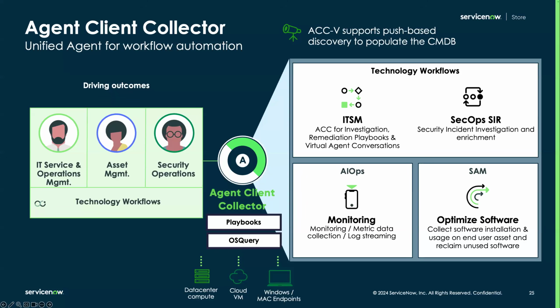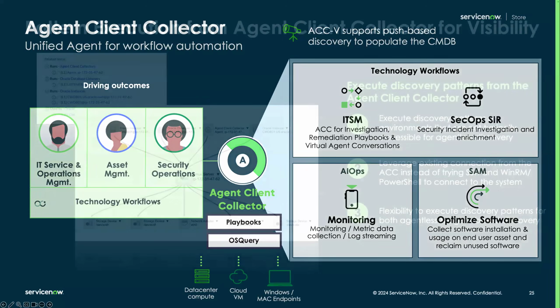So as you can see here, we can enable all sorts of use cases. The ITSM use case with ACC for investigation, AIOps with ACC for monitoring. We have the SAM use cases with software optimization, and SecOps use cases with security incident investigation and enrichment. So it's all about the outcomes that you want to achieve, and also, in this case, some of the architectural decisions.